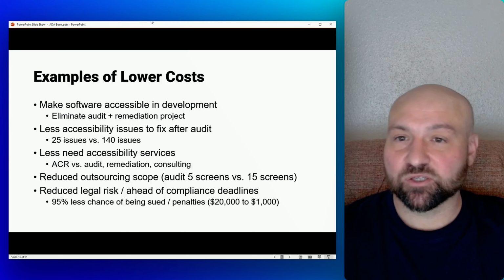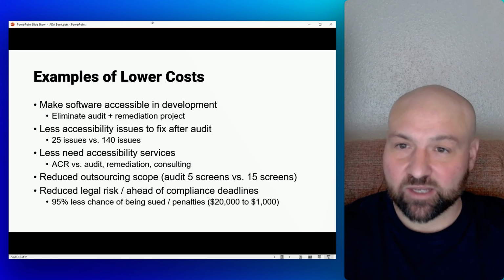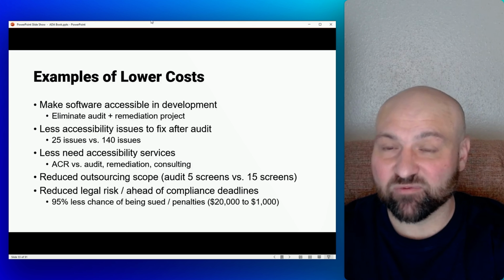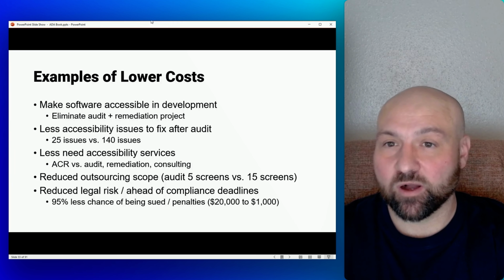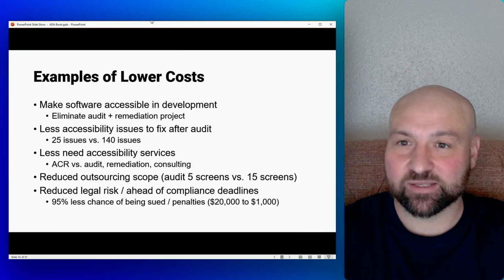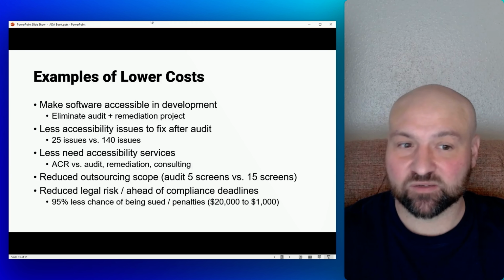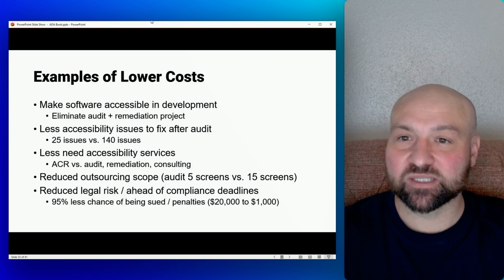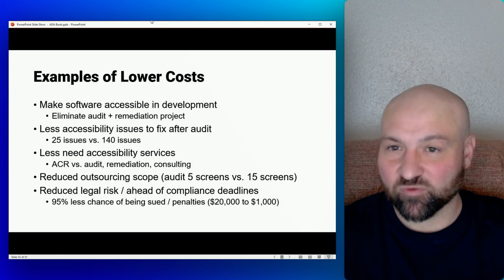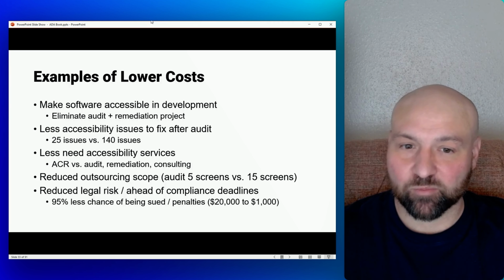And then this leads to potentially reduced outsourcing scope. So again, your team will know exactly what you need. And this might be, let's say we have a native mobile app and we are looking for an audit. But now we just need to concern ourselves with certain screens that we want audited versus a more comprehensive audit. So here I have 15 screens versus 5 screens. Again, you are saving money because you are taking accessibility more in-house. You have the proficiency, maybe you even have the expertise. And so you're just less reliant on third-party providers.